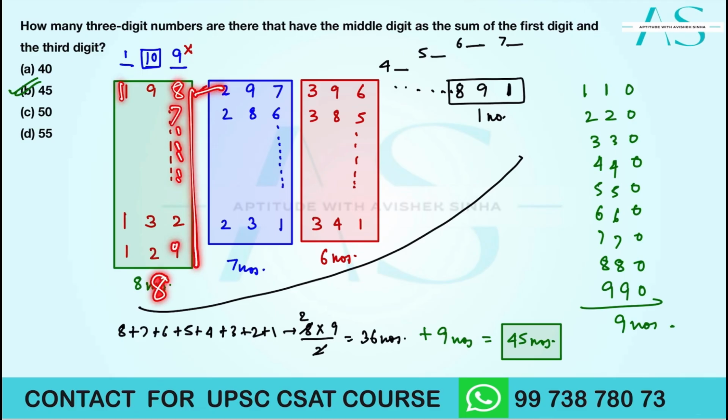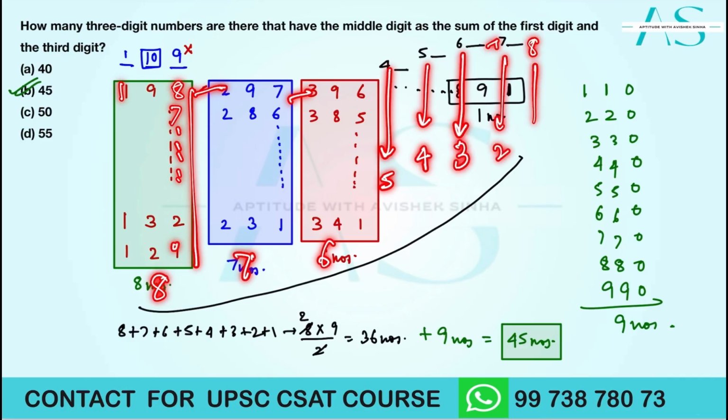If I start with 2, I will get 7. If I start with 3, I will get 6. If I start with 4, I will get 5 numbers. With 5, I will get 4 numbers. With 6, I will get 3 numbers. With 7, I will get 2 numbers. With 8, I will get 1 number.